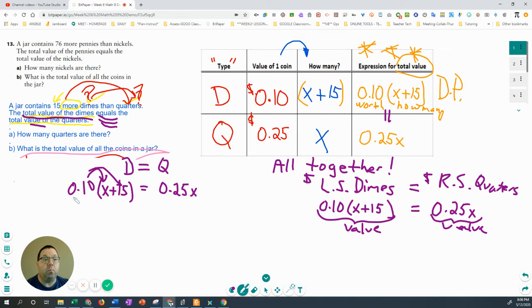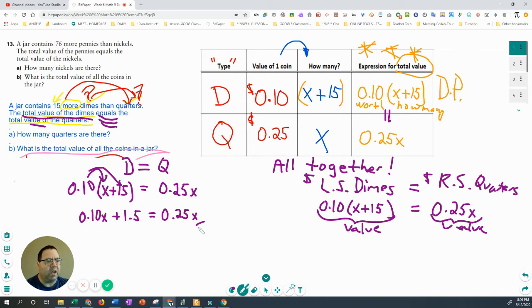So 0.10 times x is 0.10x. You notice I'm leaving this 0 in because it's money, and it makes me feel better. 0.1 times 15 is 1.5, okay? Now, over here we've got 0.25x. There's really no simplifying to do there. The only thing I did on this equation, guys, is that I chose to use the distributive property to bust open these brackets. All right.